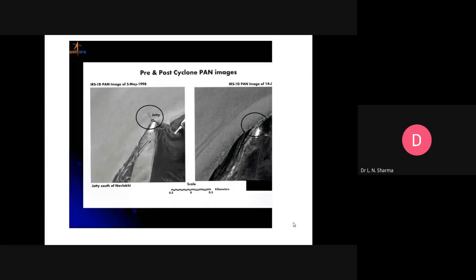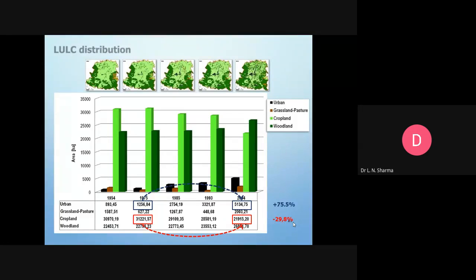Now this is just to show you. Pre-monsoon, pre-cyclone, there was a jetty. If you see, the jetty was washed away, you can use satellite data. Land use, land cover is one of the important studies. What is the land covered with? What is the area? How much area is under what crop? What is the urban area and things like that.